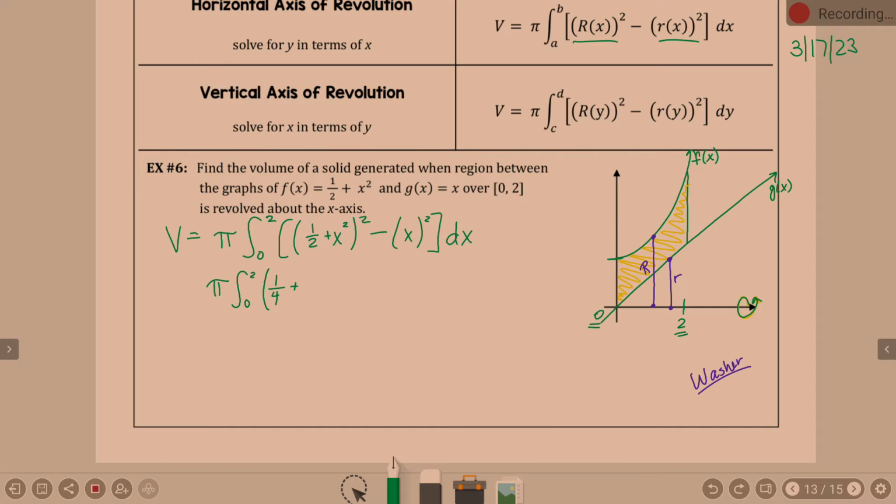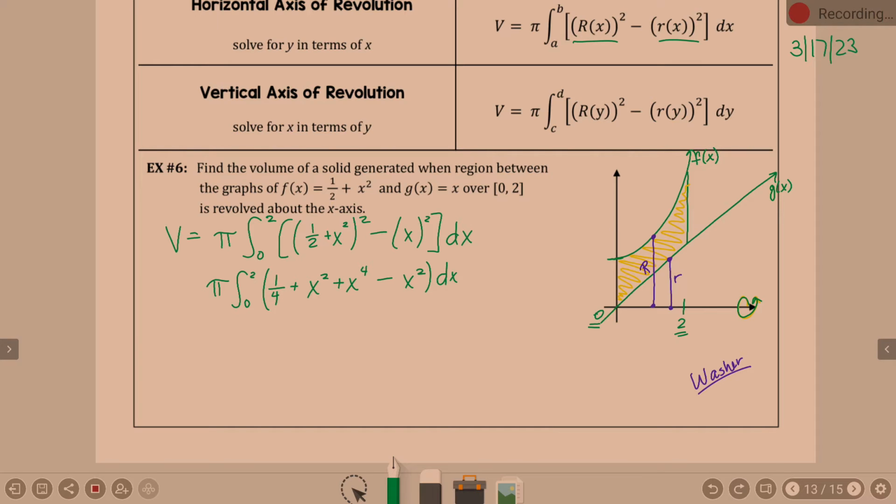And then my outsides are going to be 1/2 x squared. My insides are going to be 1/2 x squared. 1/2 x squared plus 1/2 x squared is going to be x squared. And then the last, x squared times x squared is x to the 4th. And then minus this other x quantity squared is just x squared.